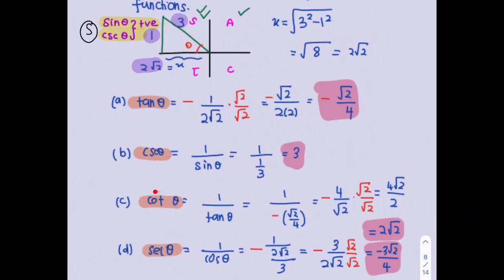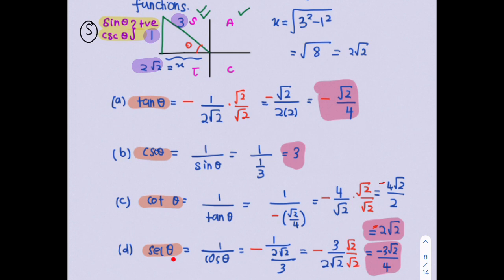Next, let's find cotangent theta. So that is just 1 over tangent theta. Okay, so just flip this. This is minus 4 over √2. So now let's rationalize our denominator. √2 times √2 is just 2. So 4 times √2 is 4√2. So let's cancel out 4 and 2. So the answer is negative 2√2.